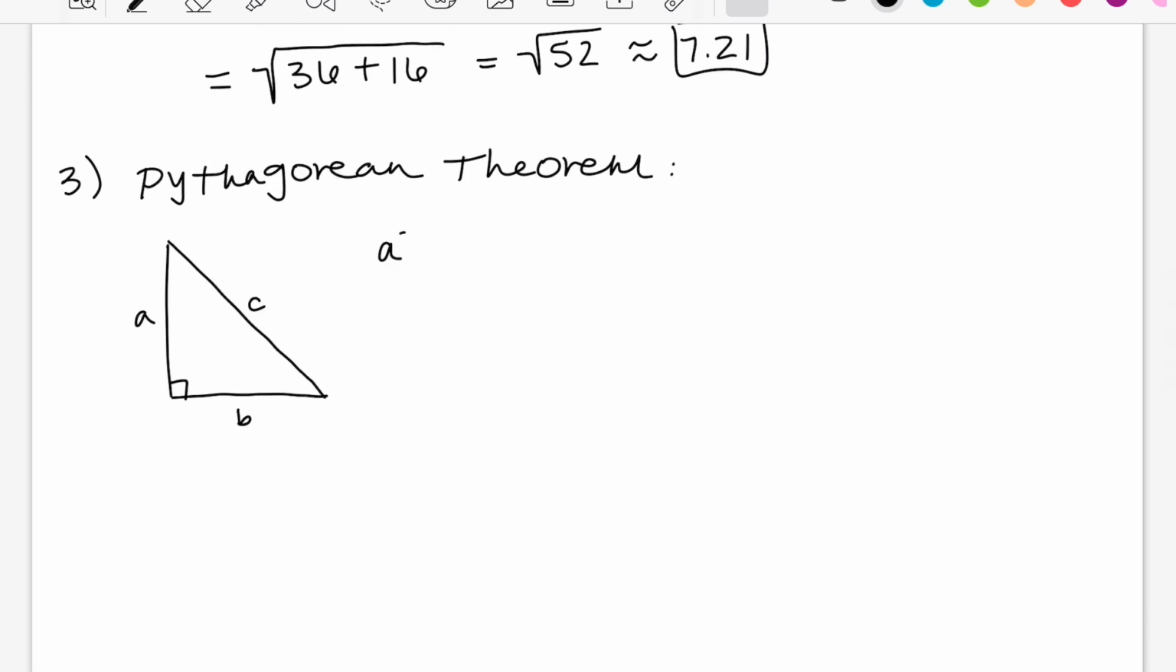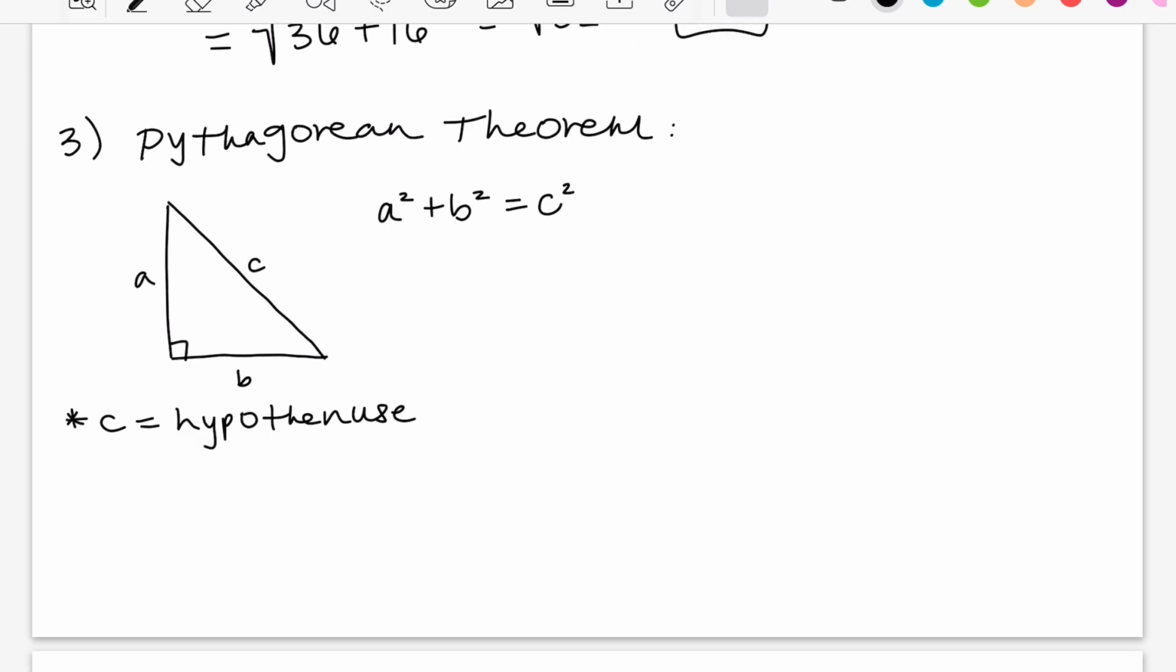And so our formula looks like a squared plus b squared is equal to c squared. And c will always be our hypotenuse. So this formula always works where c is our longest side here. And so if we were given sides A and B, this is how we'd find C. And if we were given sides A and C, we would use this and solve for B to find our length B.